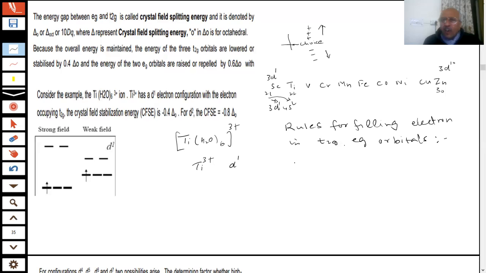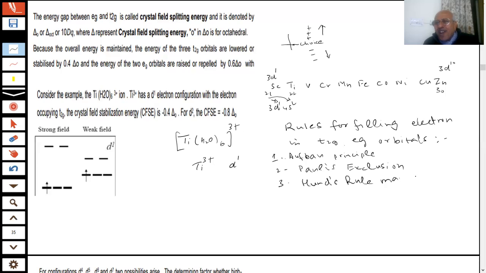Students, tell me fast, 30 seconds. What rules are you using? Earlier, what rules did you use for writing the electronic configuration of the elements? Sir, first the electron would go to the s orbital, the Aufbau principle. Second, the Pauli exclusion principle. Then Hund's rule of maximum multiplicity.